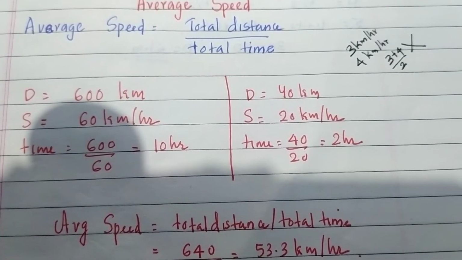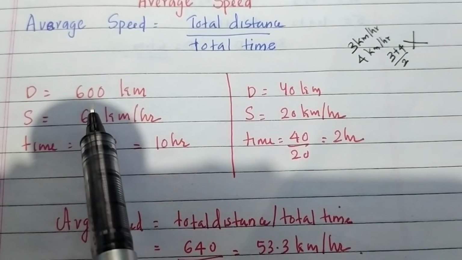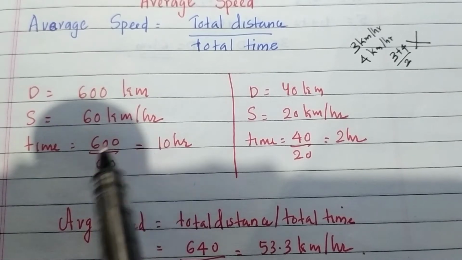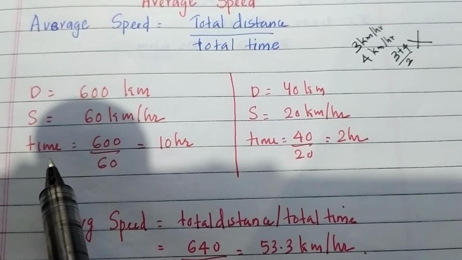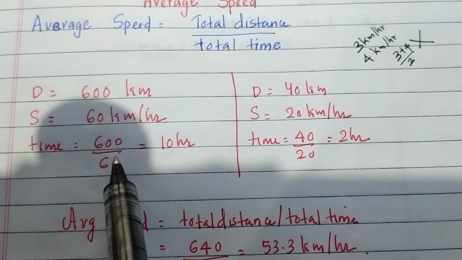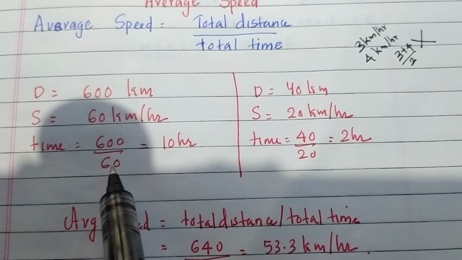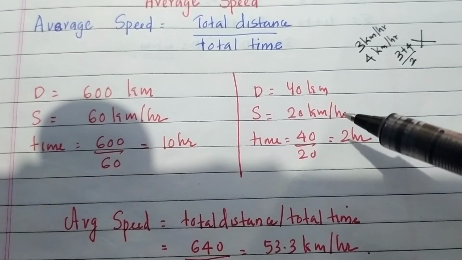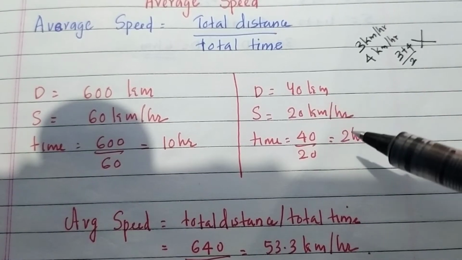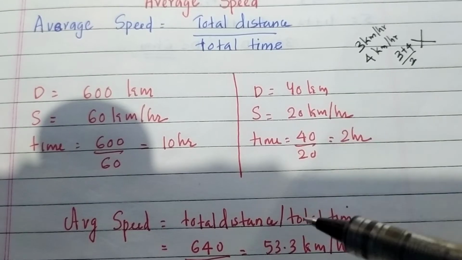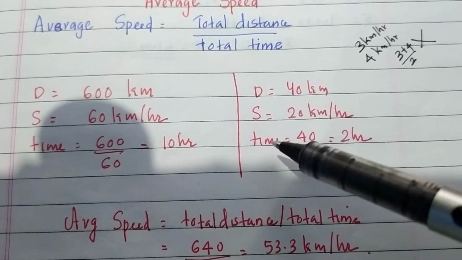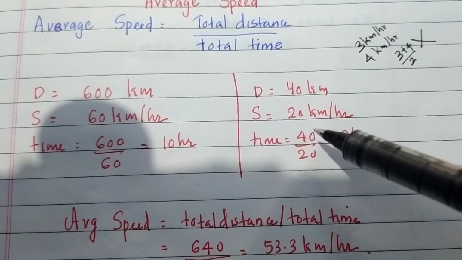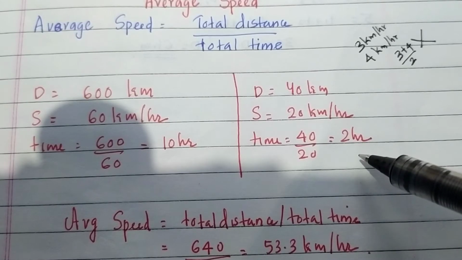Consider a journey which is in 2 parts. First, we are covering a distance of 600 km. The speed is 60 km per hour. So how can we find out the time? Time is equal to distance by speed, which is equal to 600 by 60, which is equal to 10 hours. In the second part of the journey, we are covering 40 km at a speed of 20 km per hour. So distance is 40 km, speed is 20 km per hour. So time will be distance by speed, 40 by 20, which is equal to 2 hours.